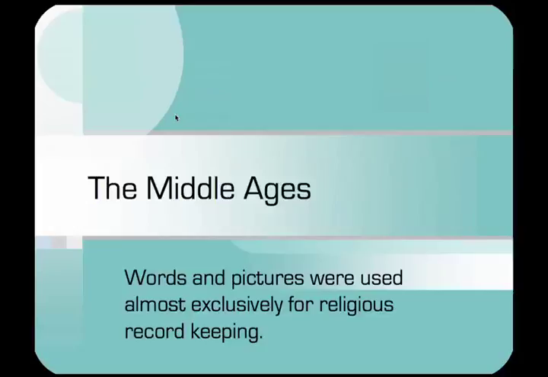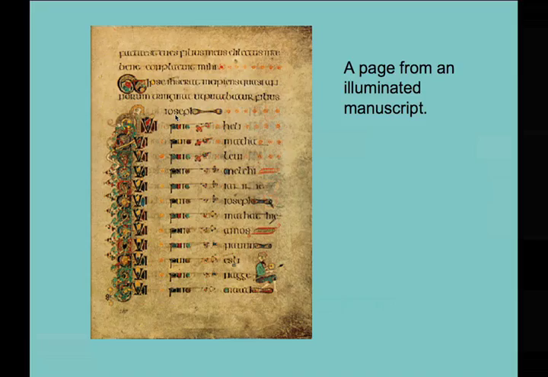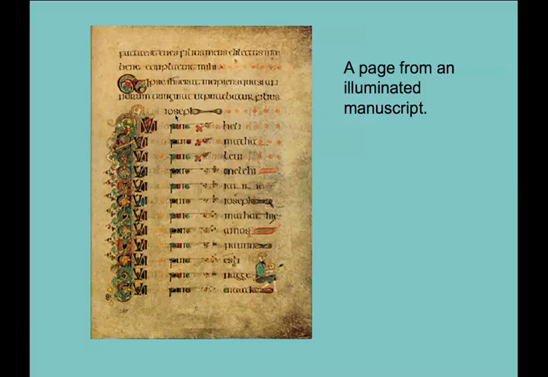In the Middle Ages, words and pictures were used almost exclusively for religious record keeping. Now, this is the irony of this. Man worked for years and years and years to develop an alphabet. And then after they developed the alphabet, what happened was that creating written records was very tough.